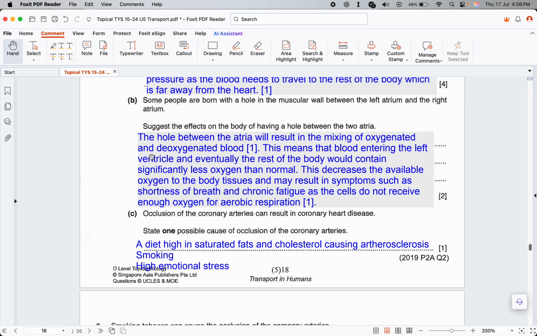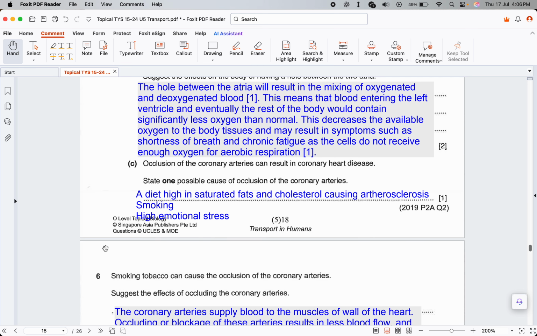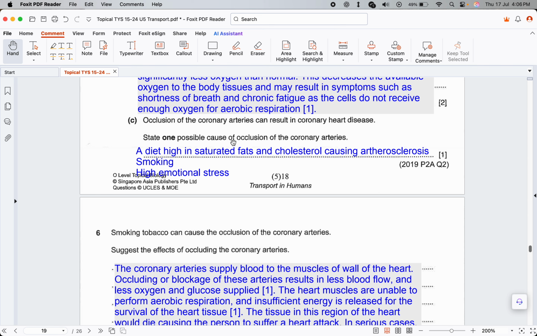Okay, some people are born with what we call the ASD, the atrial septal defect. I think I talked about this in class also. So this also is in the notes, I believe, and I'm not going to talk too much about it. Okay, one possible cause of occlusion. The word occlusion simply means a blockage.